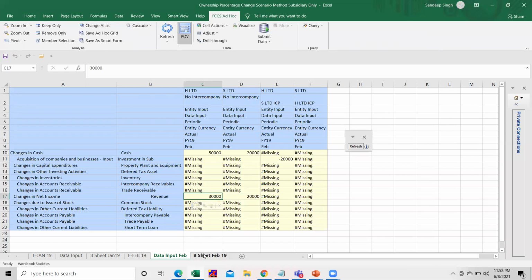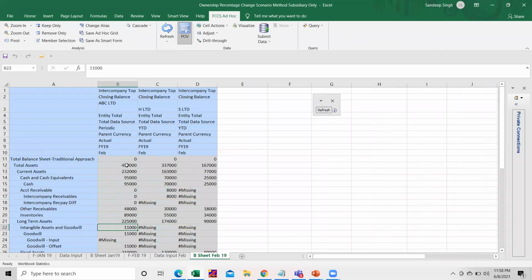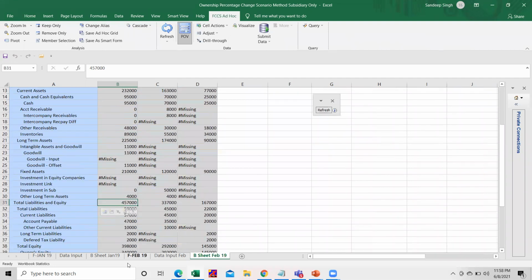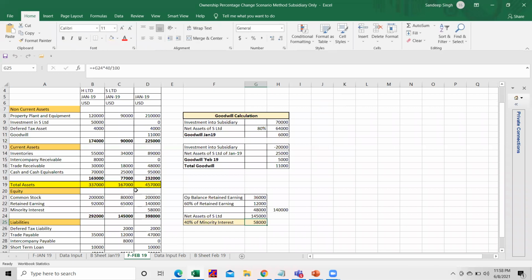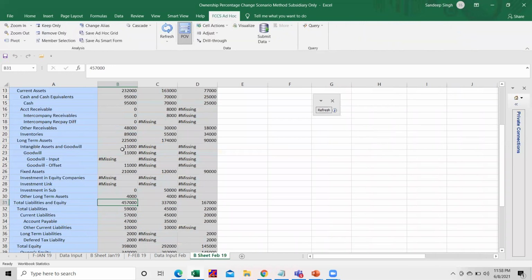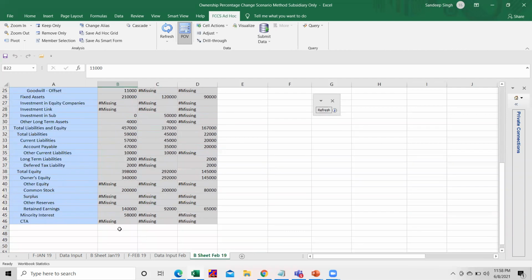Now let's look into the balance sheet and see what numbers we are getting. You see that 4,57,000 is for total assets. Similarly, total liabilities and equity is 4,57,000. We have also calculated 4,57,000 for total assets and for total liabilities and equity. Now let's quickly check the goodwill number, what goodwill number we are getting in the application. So 11,000 is the correct goodwill amount. And now let's check the minority interest number.